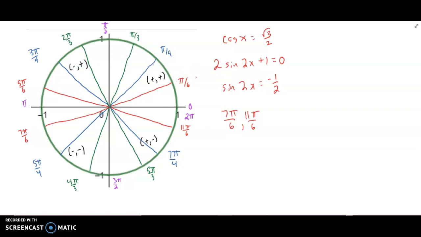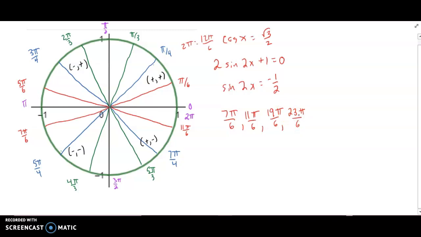So I want to think about, what is 2 pi equal to when I'm talking about something over 6? Well, it's 12 pi over 6. 12 over 6 gives me 2. So if those solutions occur in the same spot, but one more rotation around, I'm going to actually add 12 pi over 6 to each of my answers. So I've got 7 pi over 6 plus 12 will give me 19 pi over 6. And 11 pi over 6, adding 12 to that, gives me 23 pi over 6.